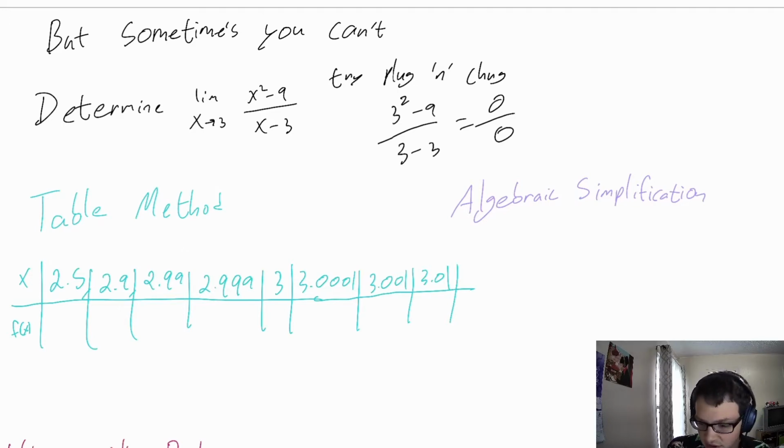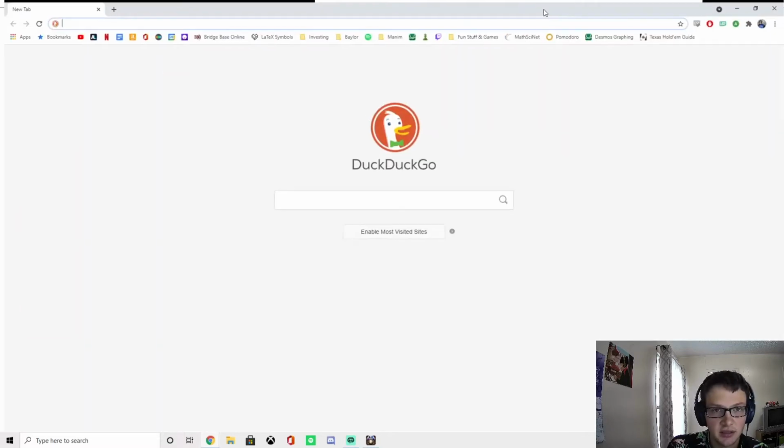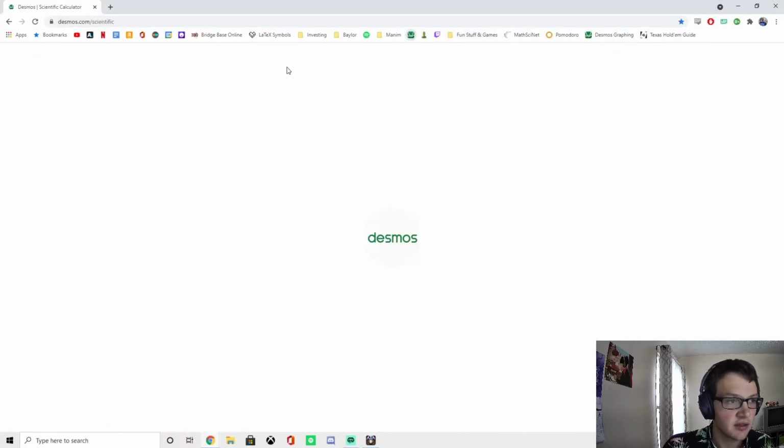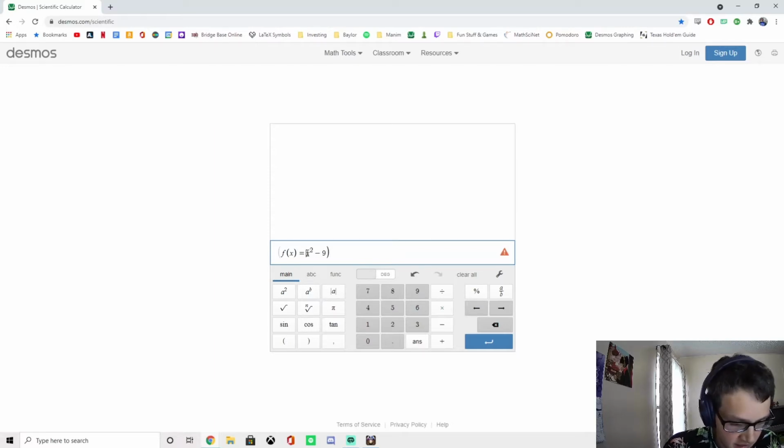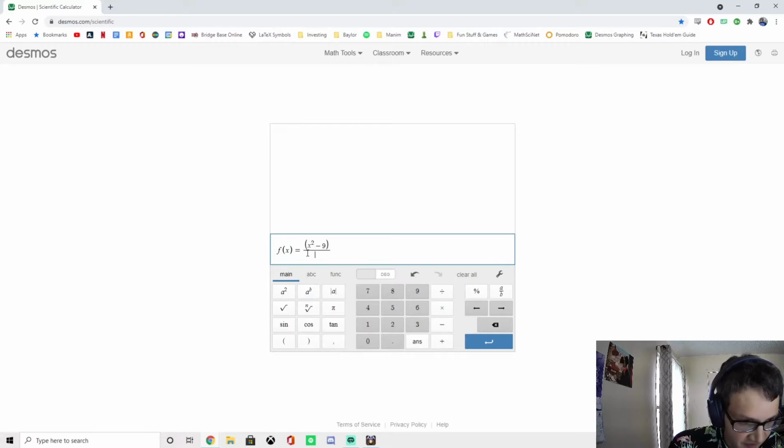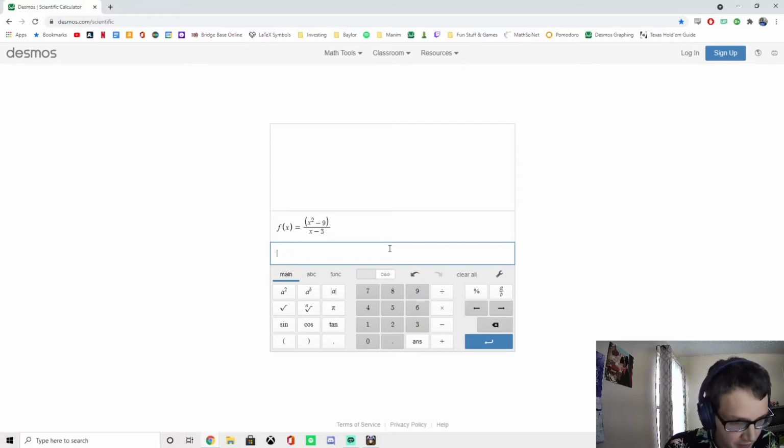And then we can plug these into our favorite calculator. So let me bring up a calculator here. Perfect. And let's say that f of x equals x squared minus 9, that whole thing divided by x minus 3. So that's our function.